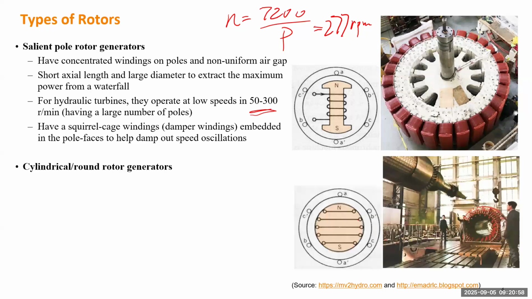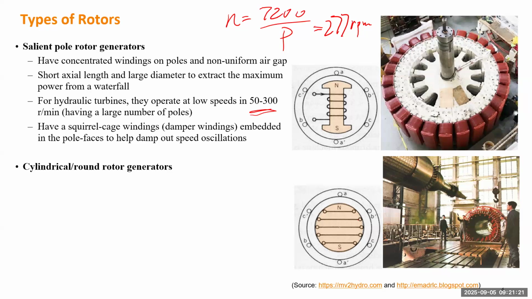The damper winding is not important for this course because we focus on steady state. For steady state conditions, damper winding can be ignored. But when you take a 422, if we come back to generator modeling, we have to model that damper winding. But fortunately, in this course, we ignore the damper winding. The second type is the round rotor generator.